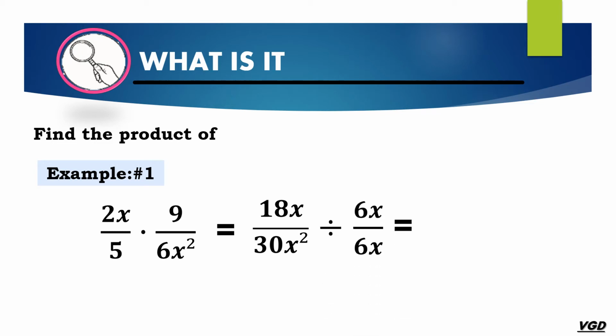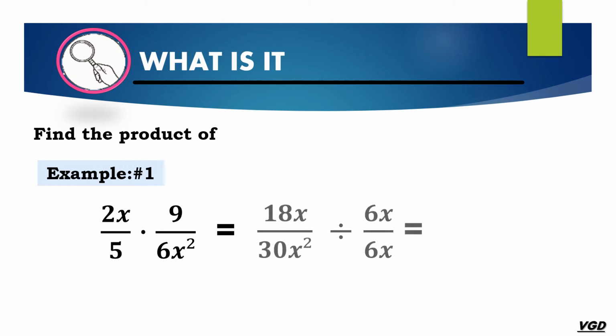But how did we get x? In this case, we simply chose the variable with the least exponent. So the GCF for both numerator and denominator is 6x, and then we divide. Now let's divide 18x by 6x. The answer is 3. And now 30x squared divided by 6x. The answer is 5x.